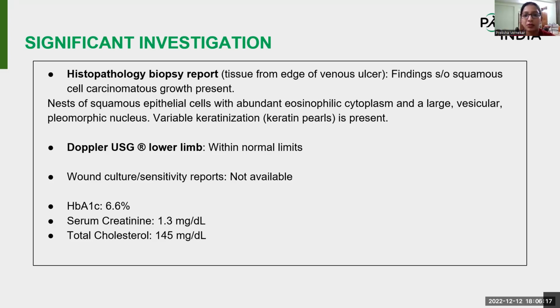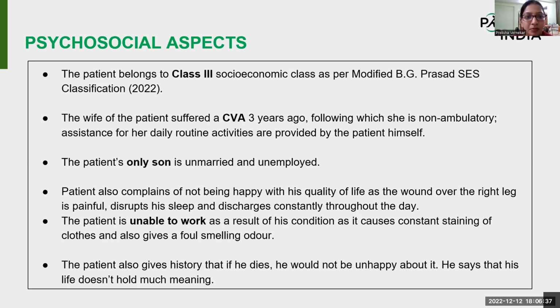Doppler of the lower limb is within normal limits. The patient is a diabetic. HbA1c was 6.6%. The fasting and postprandial sugar levels were within normal limits. Serum creatinine is 1.3 milligram per deciliter. Total cholesterol is 145 milligram per deciliter. Next slide, ma'am. The patient belongs to class 3, that is middle class, socioeconomic class as per modified BG Prasad socioeconomic status classification updated for 2022.